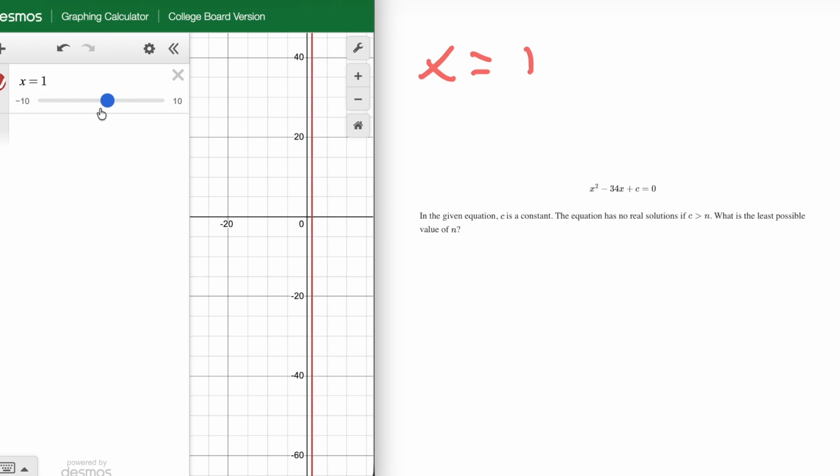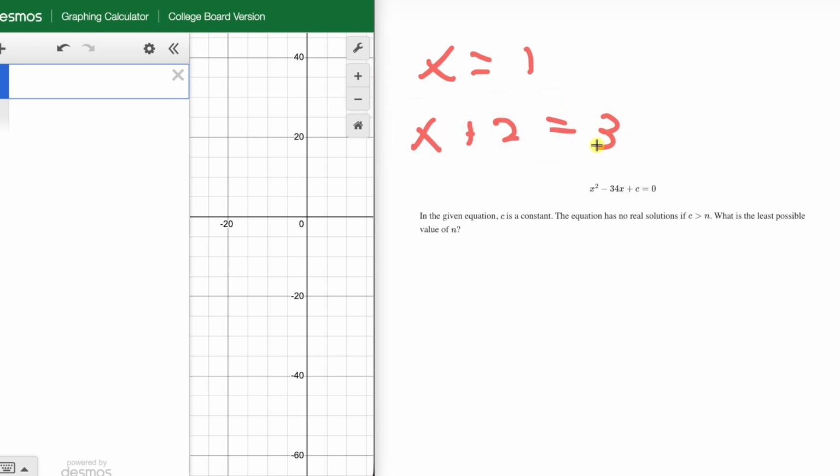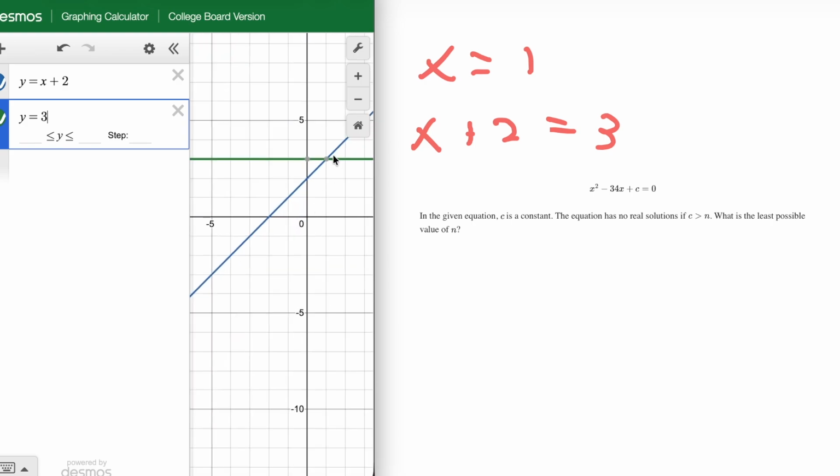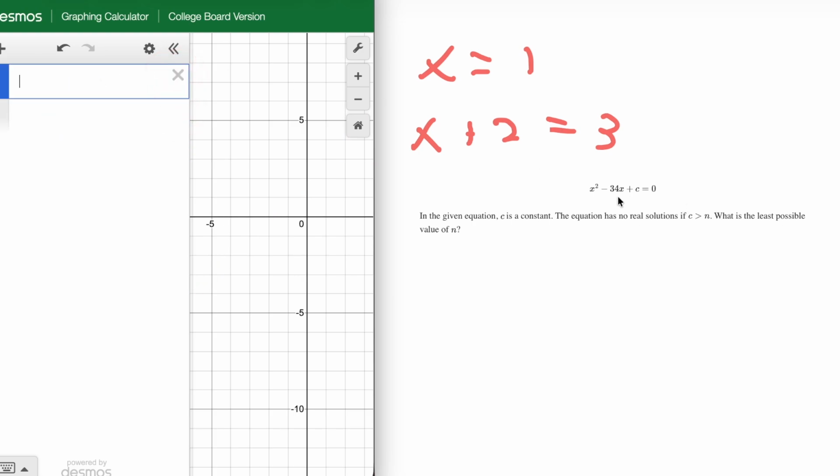Another thing is when you're given an equation, say something like x plus 2 equals 3. If you want to write this in Desmos, you can write y equals x plus 2 and y equals 3, and where these intersect would be the answer. You could just write x plus 2 equals 3 and get the same answer of x equals 1, but this is another way to do it, and this is useful for problems just like this one right here.